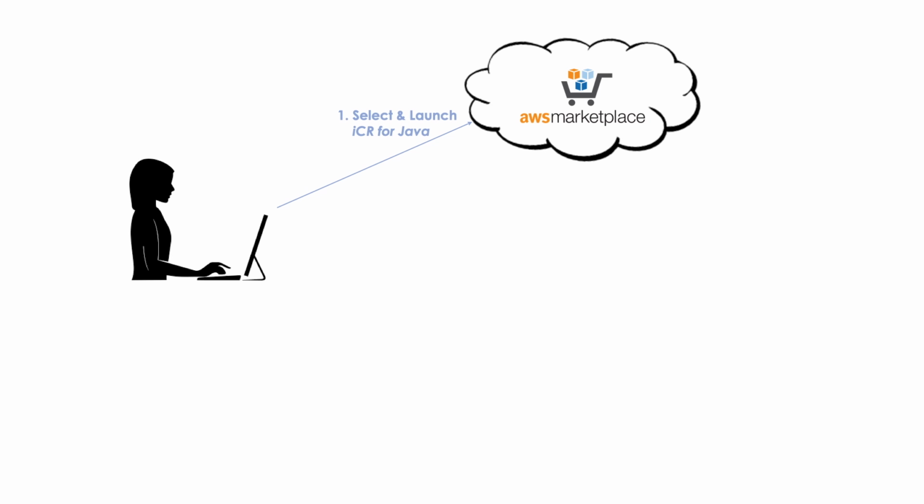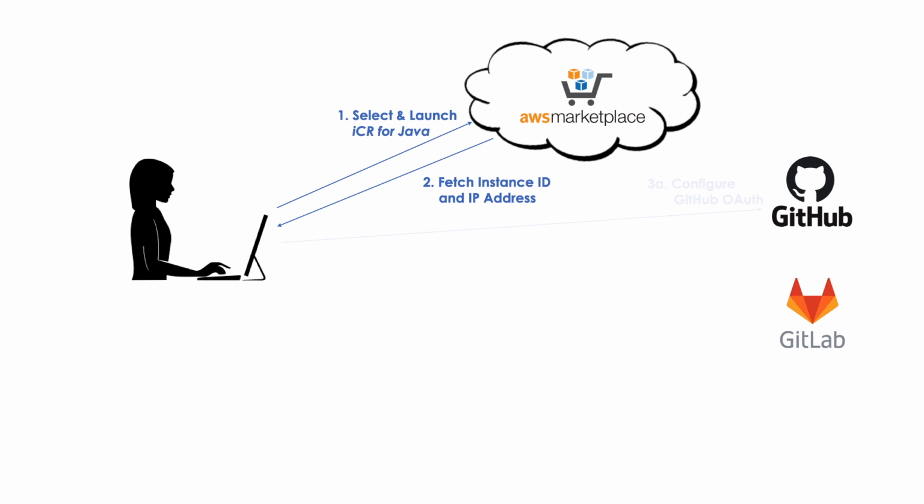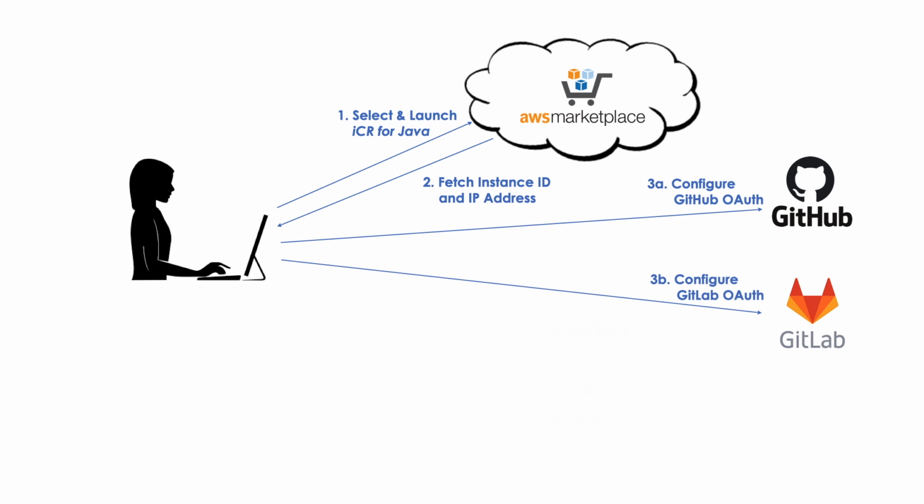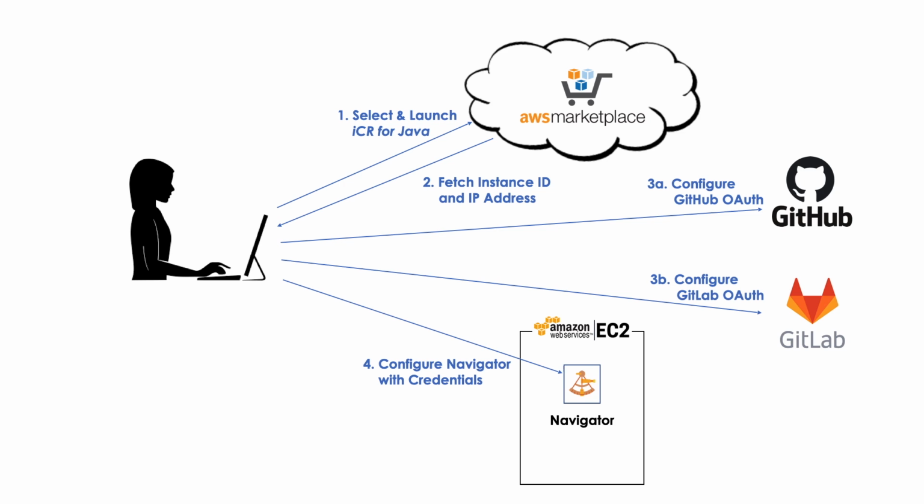These are the steps we will review in this tutorial. We will start with the Marketplace listing. After setting key configuration information, we will obtain the instance ID and IP address, which we need to authorize GitHub or GitLab. Then we will connect to the ICR Navigator and complete the GitHub or GitLab authorization. After that, ICR for Java is available for analyzing and repairing your Java projects. Let's walk through all the steps together.